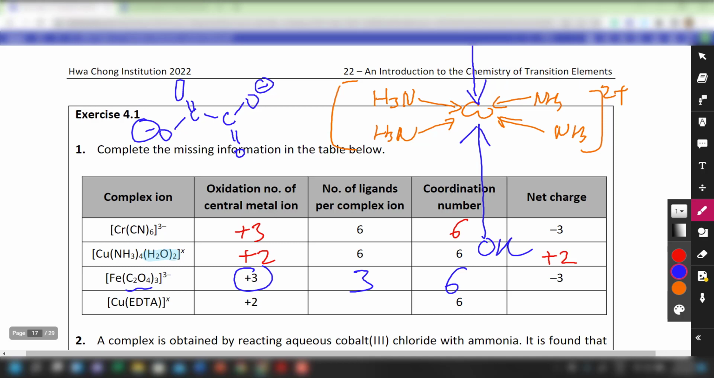And then the last one we have is the EDTA. Earlier on we know that the EDTA has a -4 charge, and the central copper 2 is +2, so the overall charge will be -2. And then the number of ligands will be 1.